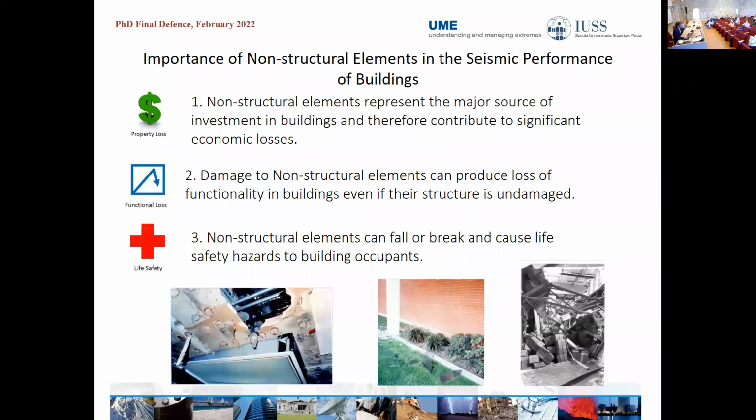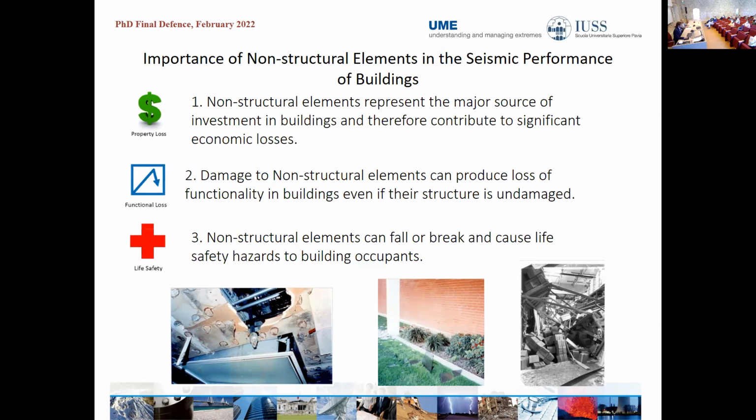So first, what is the importance of non-structural elements in seismic performance of buildings? There are three main reasons. The first is that non-structural elements represent a major source of investment in buildings, and therefore they can contribute to significant economic losses during earthquakes.